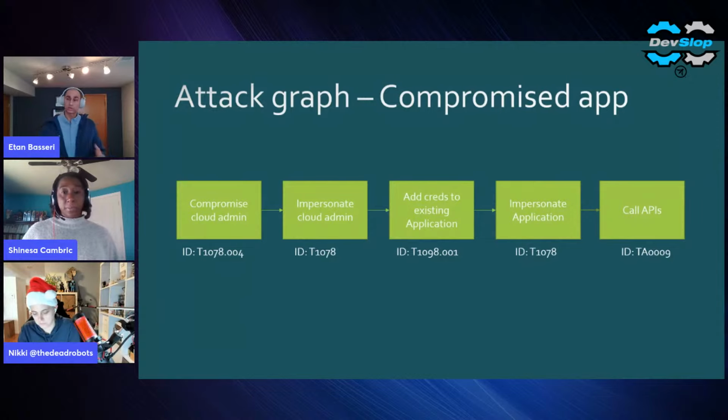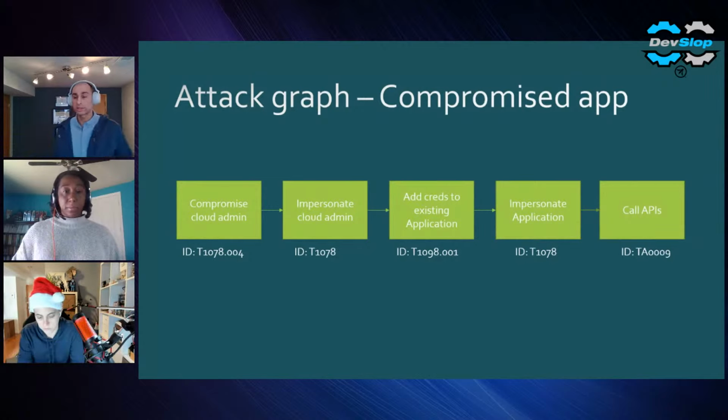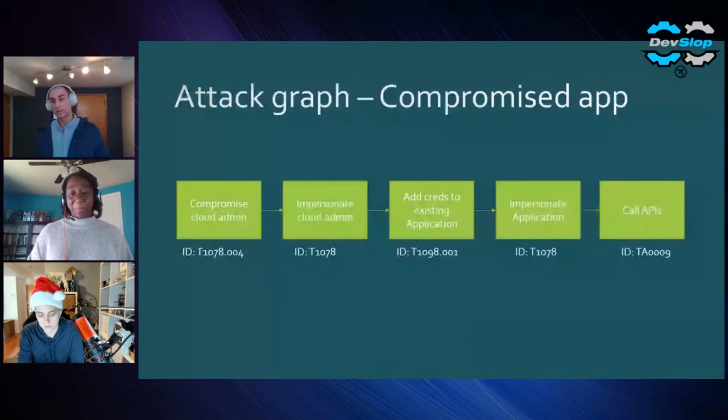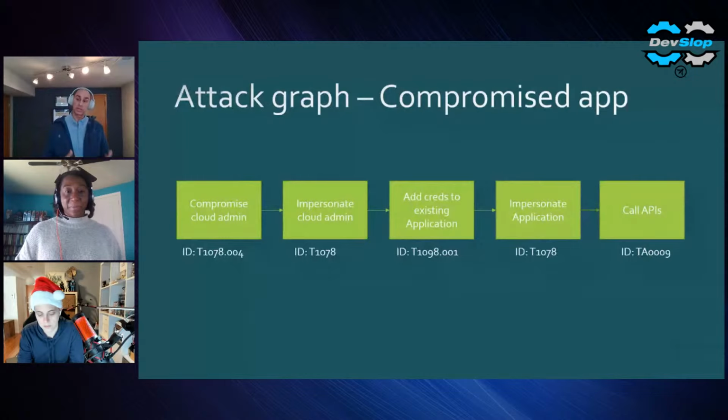So with the first example I gave around a compromised application, usually what we see is a cloud administrator gets compromised. They might get phished. They might have left their password sitting around on a Post-it note, whatever it is, but that cloud admin has gotten compromised. And then we'll see the attacker impersonate that cloud admin, and they'll actually add credentials to an existing application. Remember, we saw in the demo, you can add creds to the app object.